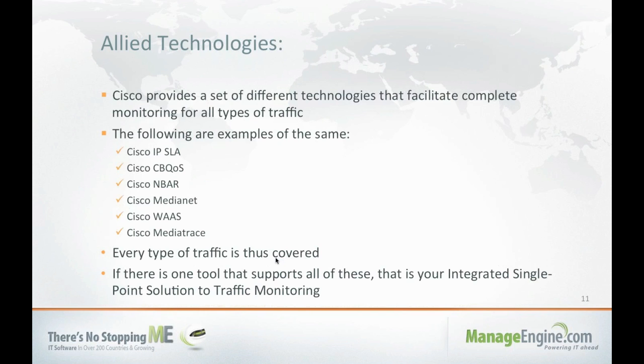Cisco MediaNet is specifically for visual media, the video traffic, and the factors that affect video traffic, such as your jitter, latency, etc., are measured through MediaNet. And MediaTrace is the trace route. It's basically the route which the packet takes, across what routers it passes. If there is a drop in packets, in which router it is, to visually represent that, yes, you can use MediaTrace reports. And WAN accelerators are covered in Cisco WAAS.